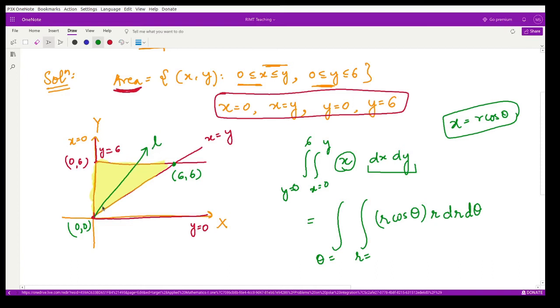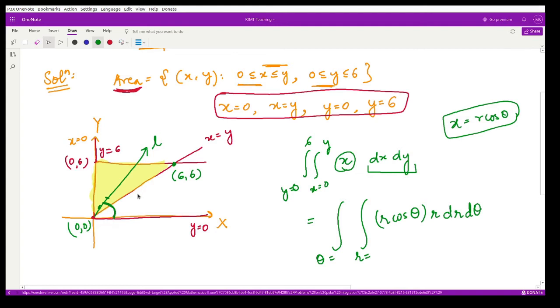Now you have to see for this ray what the limits of the variable r are, because if you move on to this, here the value of r would be something else, and here the value of r would be something else, because what is r? R is this particular distance. Whenever you move along this line, this distance keeps on changing. So the variable r is changing over here, right? And for this particular ray, the angle theta would be constant.